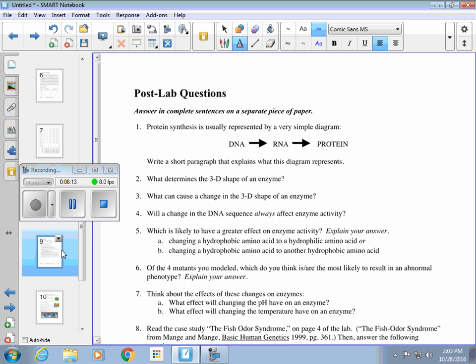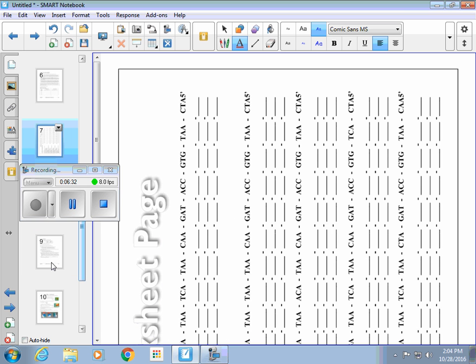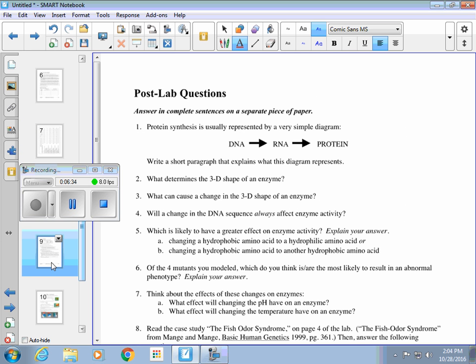There are some post-lab questions that need to be completed. I would like you to write those on a separate sheet of paper. I am collecting this at the beginning of the period. So part 1 must be completed, part 2 must be completed, the worksheet page has to be done, and the post-activity questions should be done in complete sentences on a separate sheet of paper.